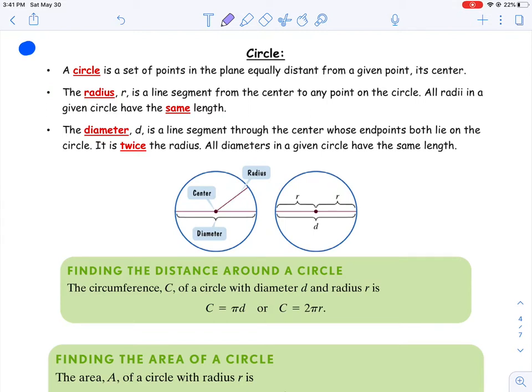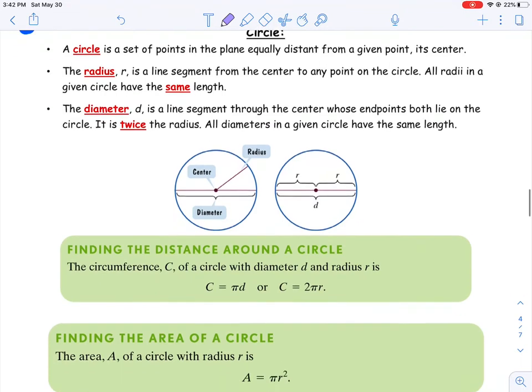Now the diameter is a line segment that goes through the center of the circle and touches both sides of the circle. If the radius goes from the center to the side and the diameter goes all the way through, then the diameter is twice the size of the radius. So if the radius was 5, your diameter would be 10. Or if the diameter was 20, your radius is half of that, 10. If I give you the radius, you should be able to tell me the diameter, or if I give you the diameter, you should be able to tell me the radius.